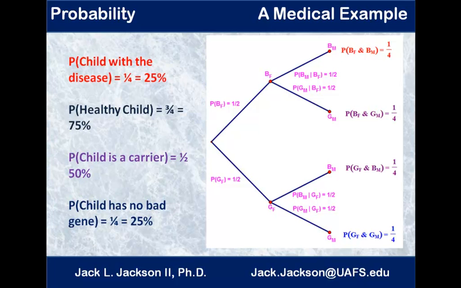So the first question would be, if you know you're both carriers, would you risk having a child knowing that there's a possibility that they could have this disease? The probability of the child having the disease is 25%, and there's a 75% chance that they will not have the disease. Is that 25% chance of a child with the disease enough to deter you from having children?